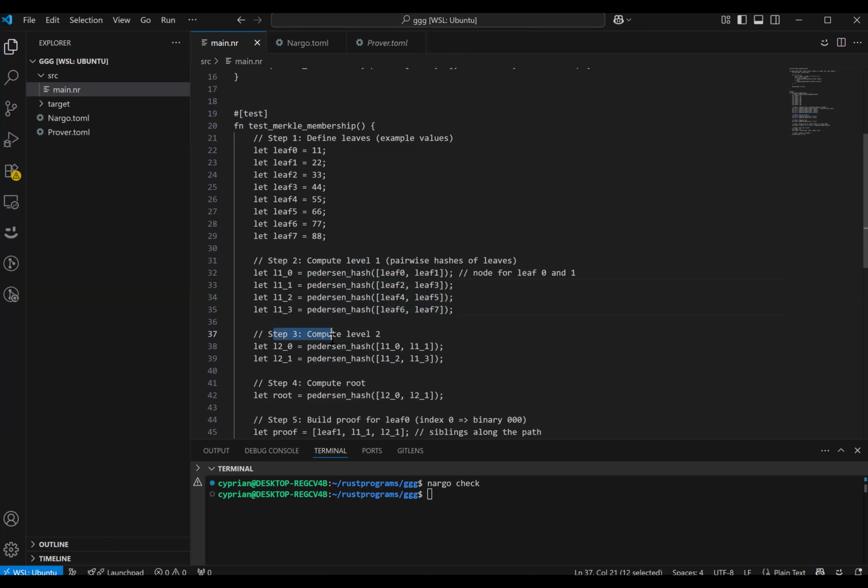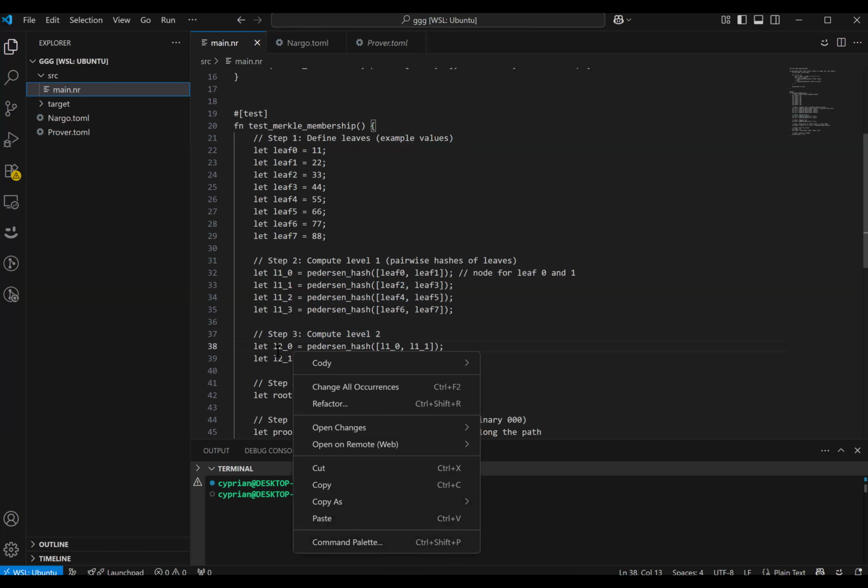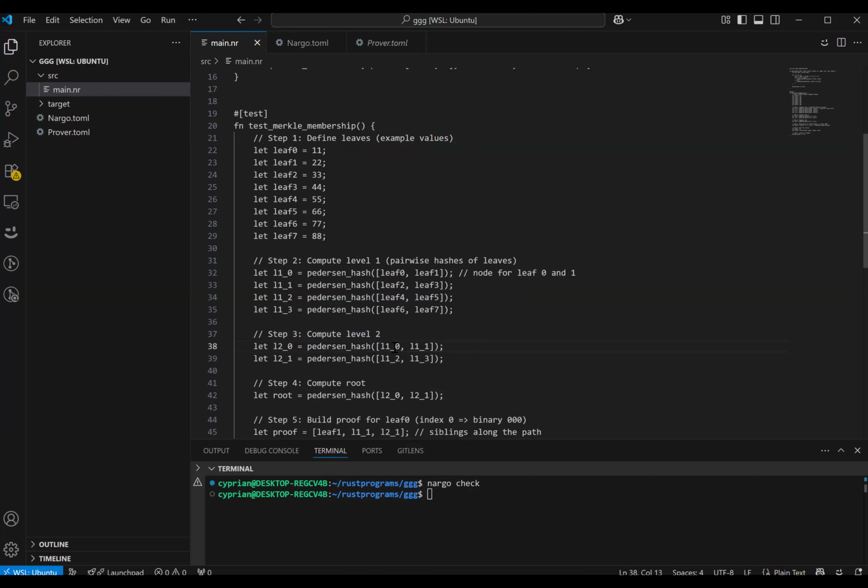Then you come to now computing level 2. And in level 2 you are doing 12_0. This is what you obtained: 11_0, 11_1, 11_2, 11_3. So these are then what you pair. You would pair 11_0 and 11_1, and then pair 11_2 and 11_3.